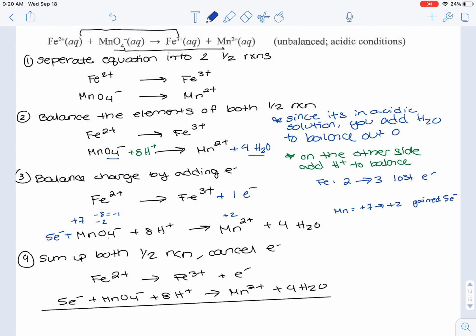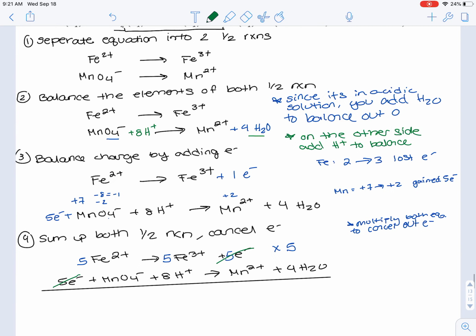So multiply both equations to cancel out electrons in the final reaction, because we don't show the electrons in the final reaction, and we already balanced them. The second equation has 5 electrons. The first only has 1. So we can cancel out 5 electrons by multiplying the top by 5, therefore getting 5 Fe2+, 5 Fe3+, and 5 electrons. This will then cancel out my electrons, and I'd be left with my final reaction.